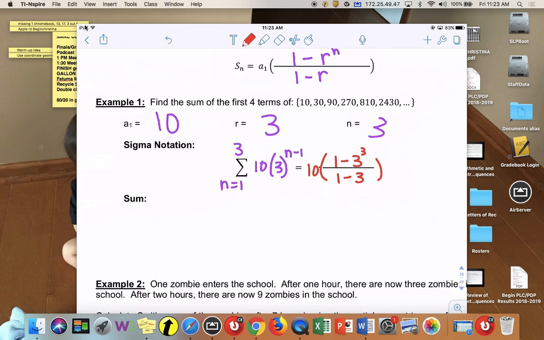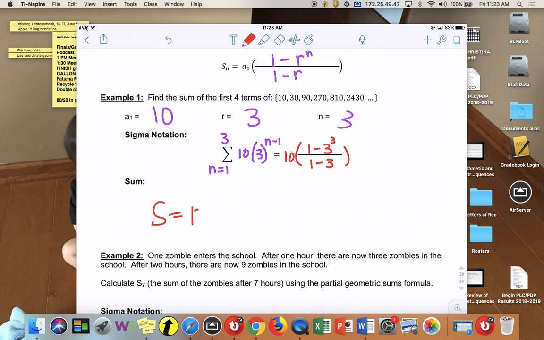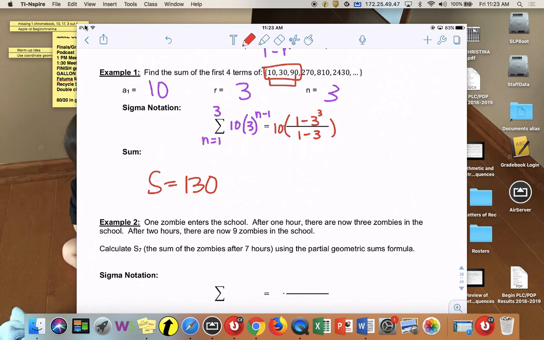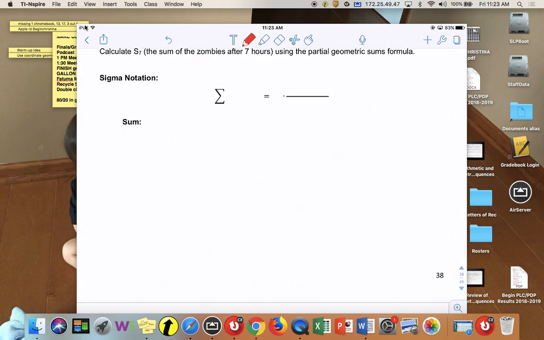It's pretty easy to see, so I'm going to write that down, the sum. Again, we could have just added up the first three terms, and you could see that 90 plus 10 is 100 plus 30 is 130. So there it is. There's the formula. There's the answer. Example 2.